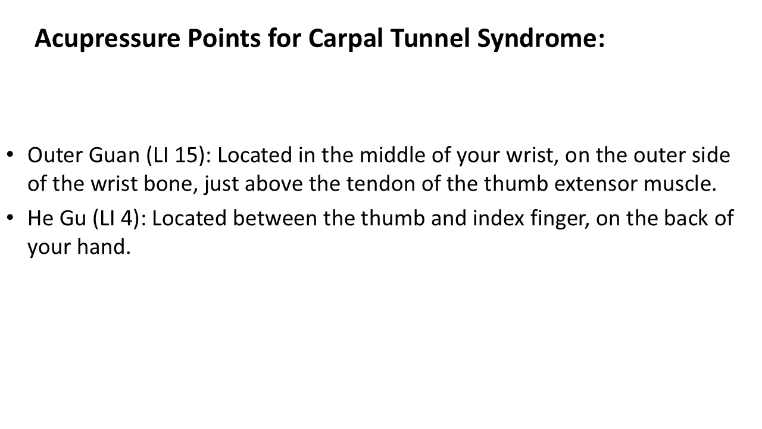Acupressure points for carpal tunnel syndrome: Waiguan, located in the middle of your wrist, on the outer side of the wrist bone, just above the tendon of the thumb extensor muscle. Hegu LI 4, located between the thumb and index finger, on the back of your hand.